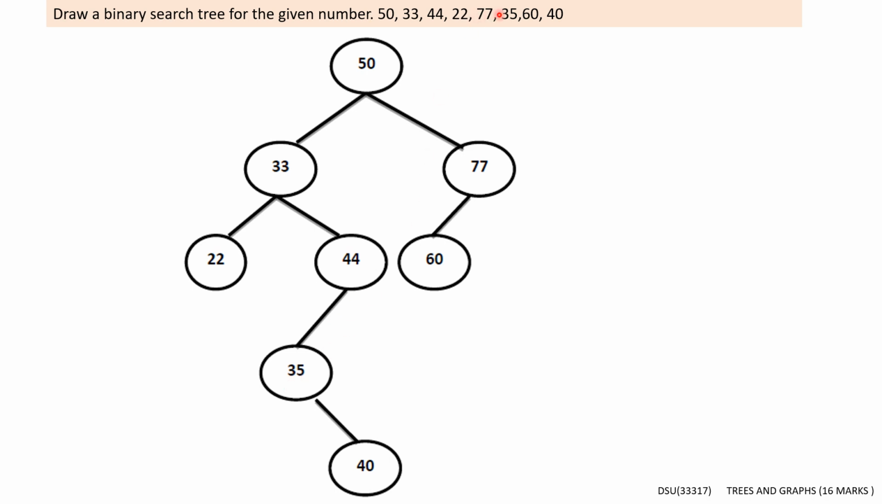Then the 60 is greater than 50 and less than 77. That's why it is on the left side. And then 40 is less than 50. So in the right subtree, we have to put it. The last node is 35, and 35 is less than 40. That's why it is on the right side of the tree. Okay, this is the binary tree construction.